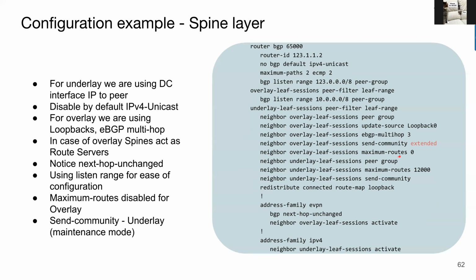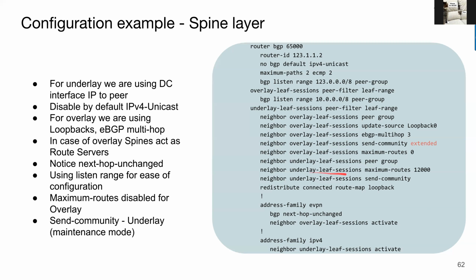We're going to set our max routes to 0. Why would we do this? Well, this is our control plane, and we do not want to miss control plane packets. So when you set it to max routes of 0, we're saying there is no maximum number of routes we can accept.